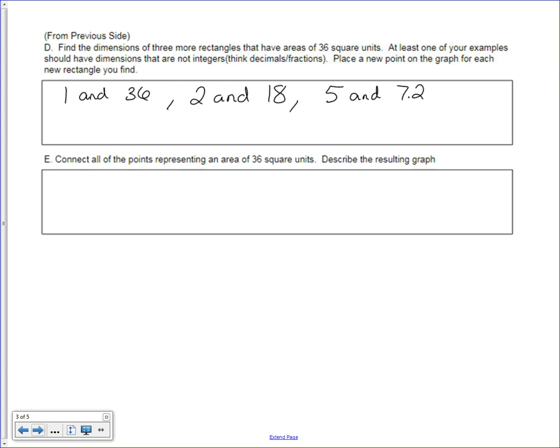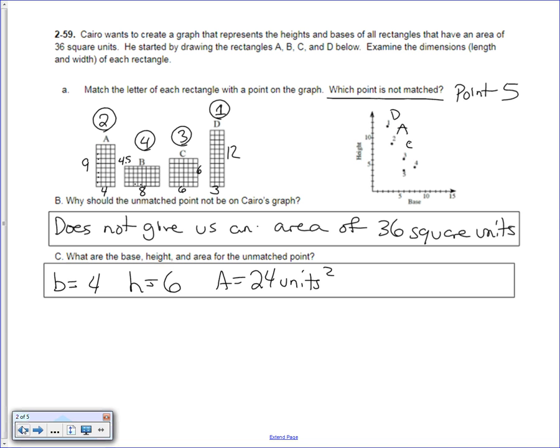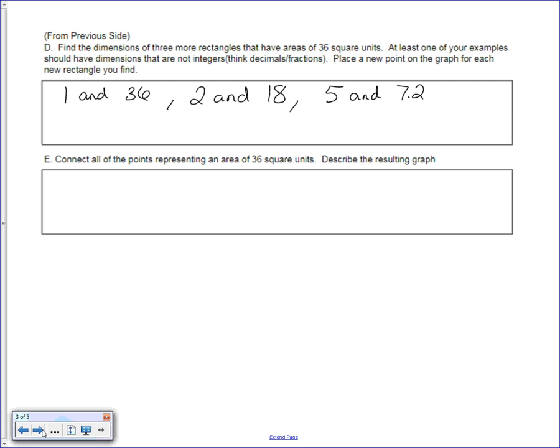Then in E, it said connect all the points representing. So if I go back and I connect my points, and it said describe the resulting graph. So it is a curved line.